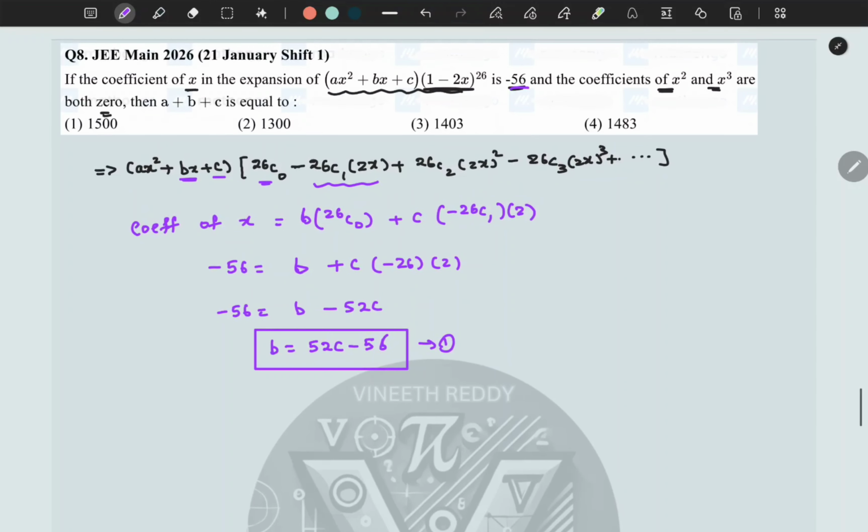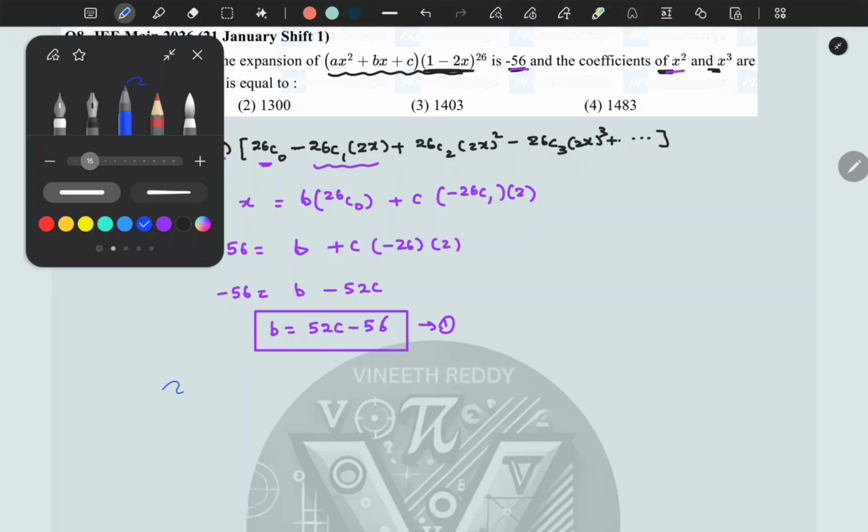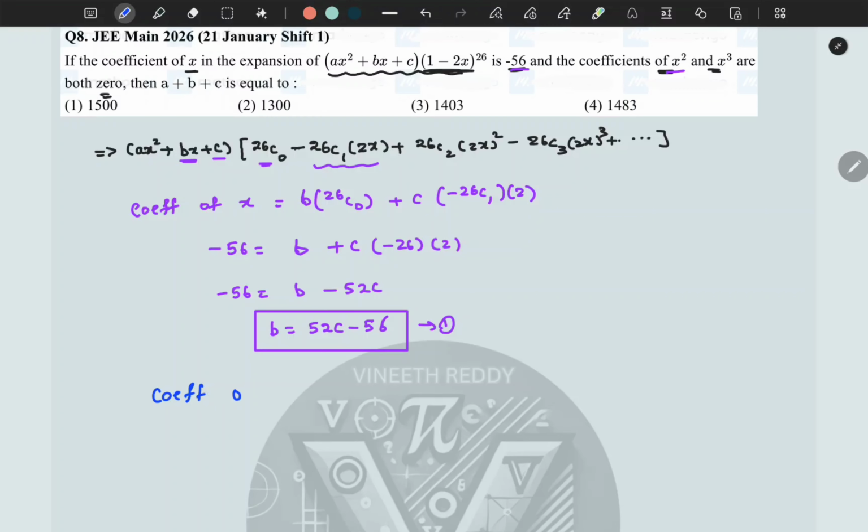Acha, how many unknowns are there? 3 unknowns. That means we need 3 equations to solve. Okay. Now the coefficient of x square is what we are interested in. How do we get the coefficient of x square? It is 0, right? So how do we get the x square term? a x square multiplied by the constant, so we get a into 26c0, which is anyways 1. So that is one way.